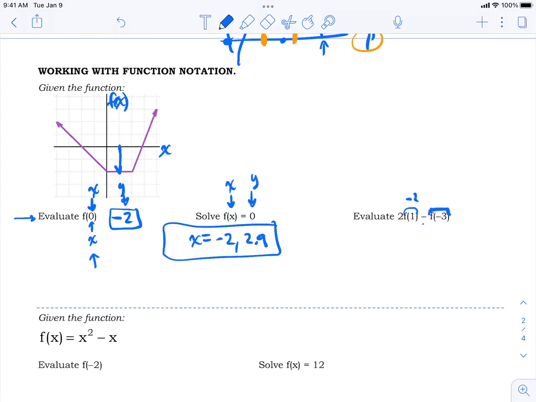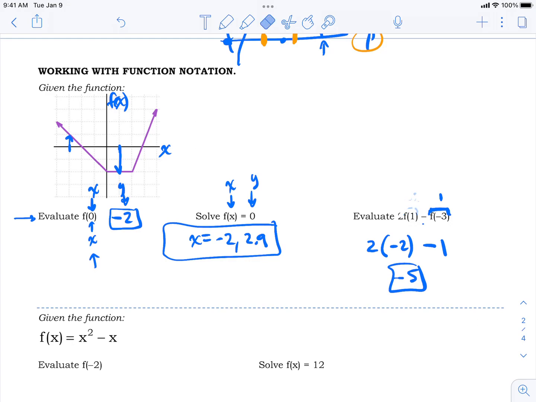What's f of -3? So I come over here to x, set my slider to -3 here, and I look up the y coordinate, and it's a 1. So this is a 1. So what I got is this 2 has to multiply this -2, minus that 1. So that's a -4 minus 1. You're getting a -5. Kind of get the idea here?